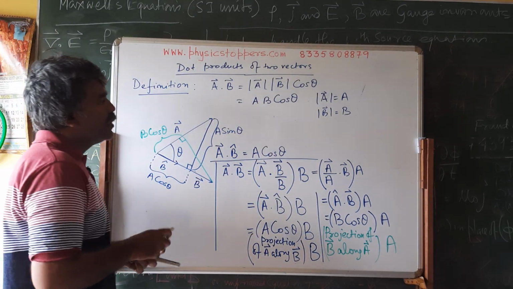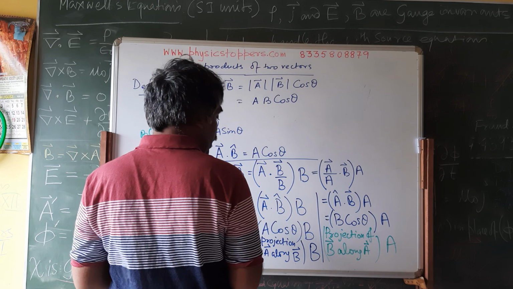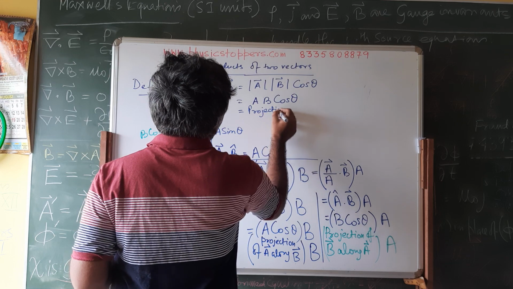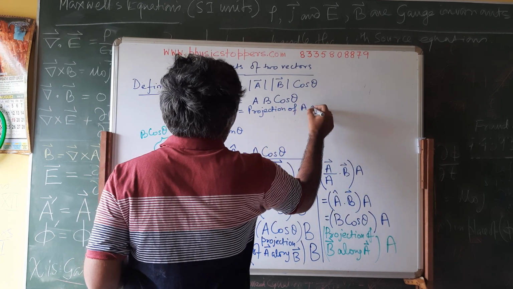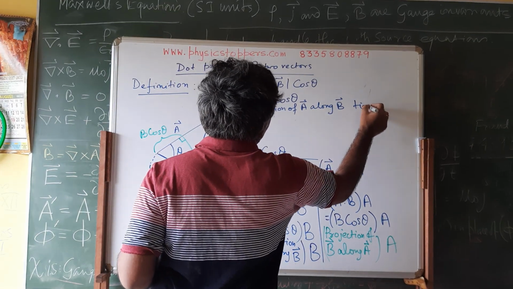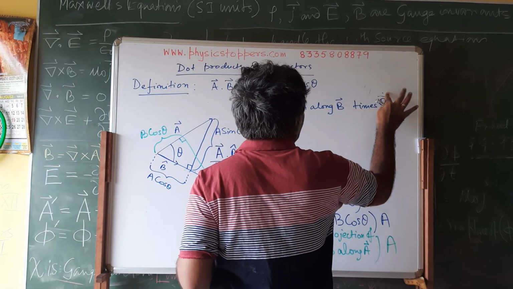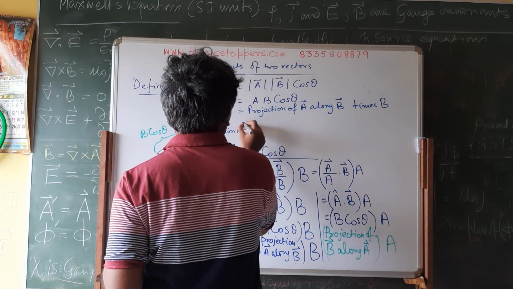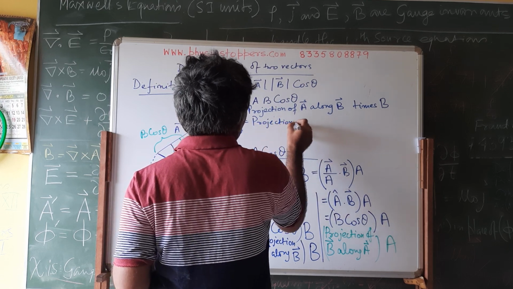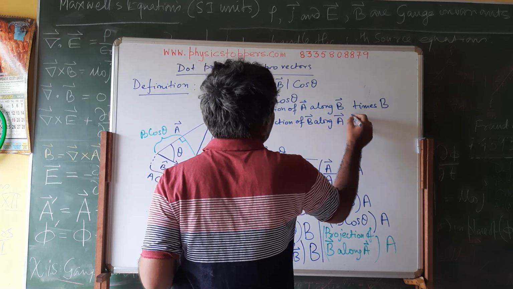So AB cos theta, you can think of it like this: the projection of A along B times B, where times B means you can use a scalar. Or you can also think of it as the projection of B along A times A.